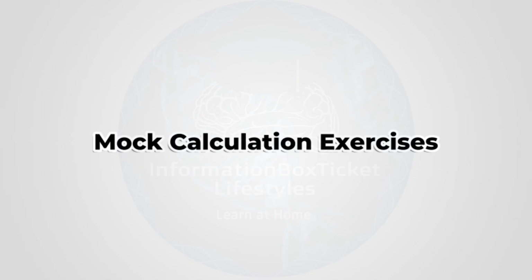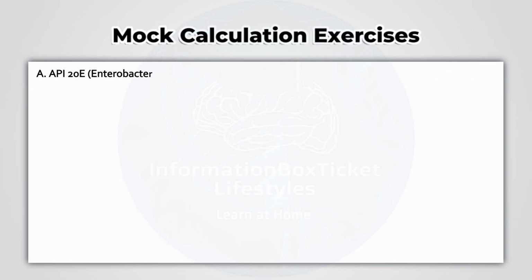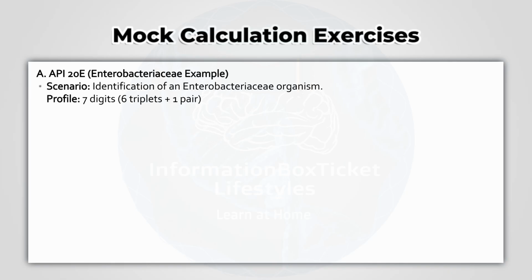Mock calculation exercises. These exercises illustrate how to calculate the final numerical profile for different API strips. A: API 20E Enterobacteriaceae example. Scenario: identification of an Enterobacteriaceae organism. Profile: 7 digits, 6 triplets plus 1 pair. Now let's calculate the numerical profile based on the triplet system used in API 20E.